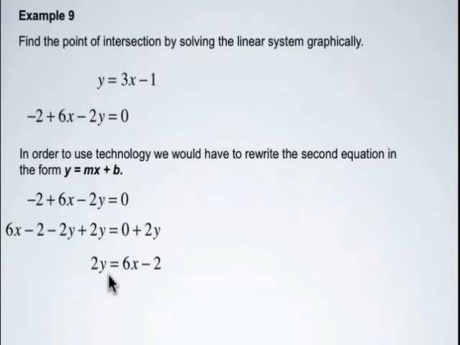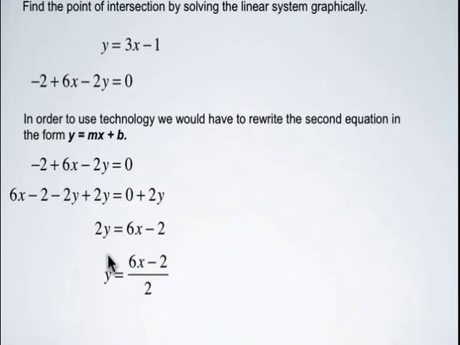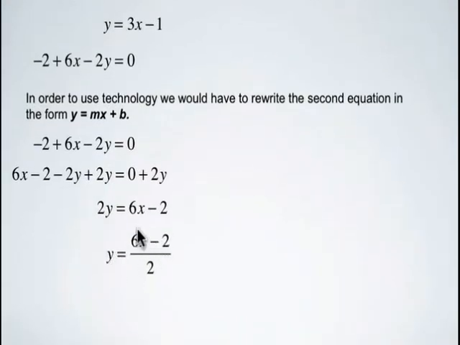So now we're going to divide both sides by 2, and when we do that, 2y divided by 2 is y, and 6x divided by 2 is going to be 3x, and -2 divided by 2 is -1. So now I want you to notice that we have the same equation that we did before. So y equals 3x minus 1 and y equals 3x minus 1.